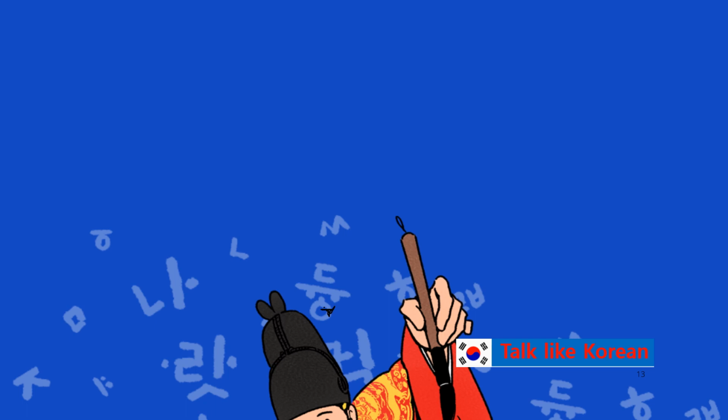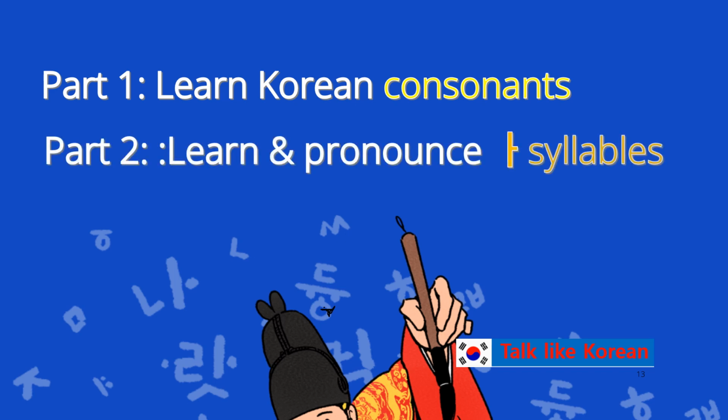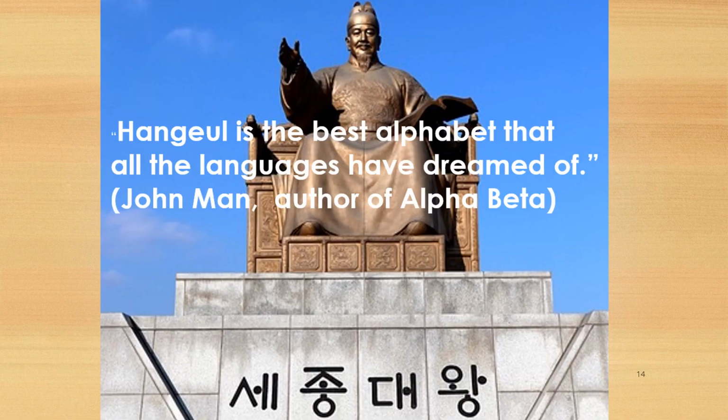I'm going to divide this video into 3 parts. Part 1, learn Korean consonants. Part 2, learn and pronounce our syllables. Part 3, learn to make sentences using our words. Hangul is the best alphabet that all the languages have dreamed of. We are not sure. We'll find out.